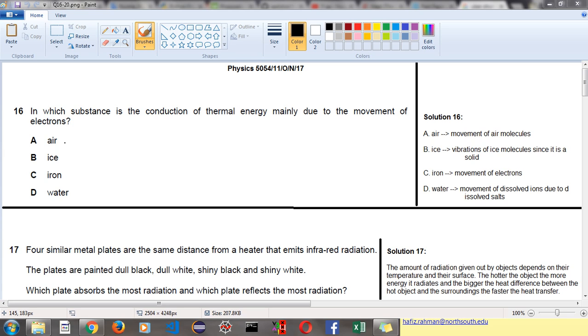Option C is iron. Iron conduction occurs by the movement of electrons, and the last part is water. Water conduction actually occurs by movement of water molecules. So here the answer will be C, iron. Let's move to question number 17.